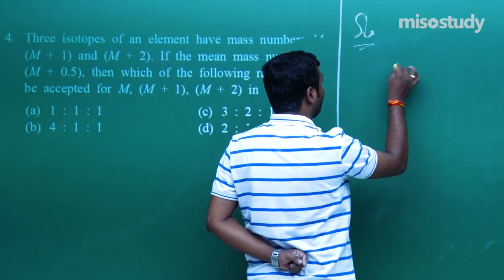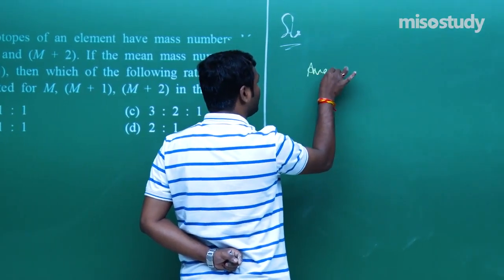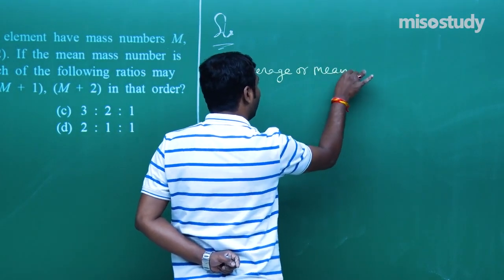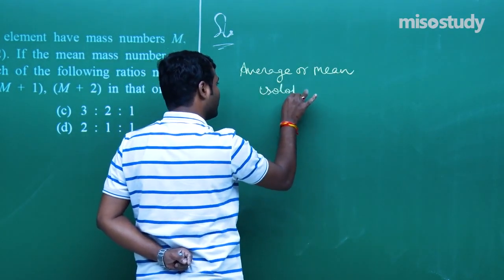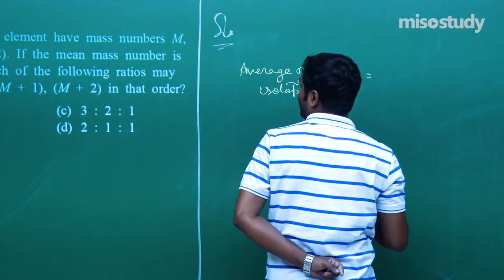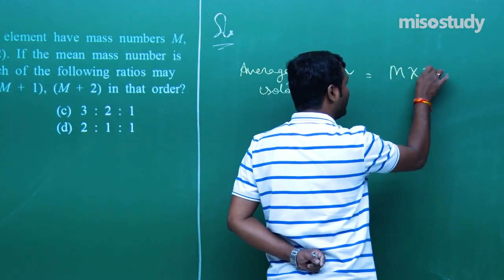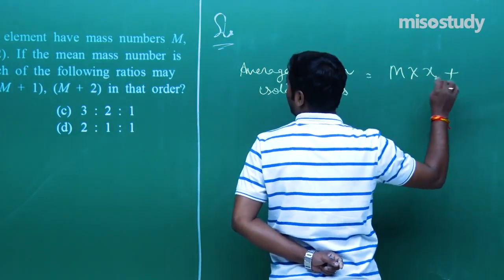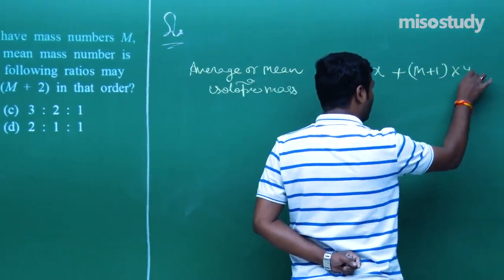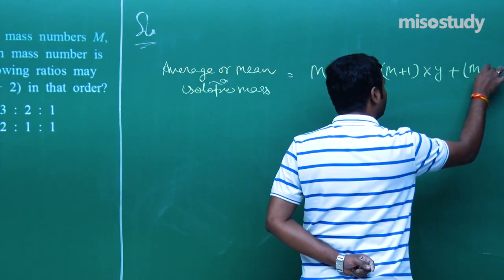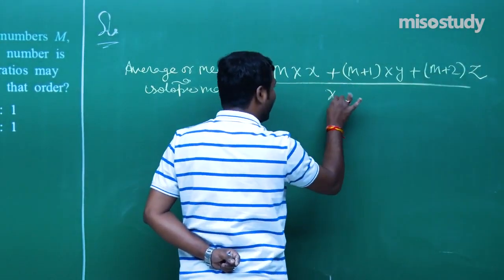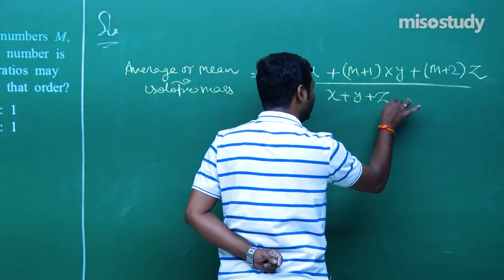As we know the formula, that is average or mean isotopic mass. Average or mean isotopic mass is equal to, what is the formula? That is mass number into the ratio plus the mass number of the second isotope, m plus 1 into the ratio, and m plus 2 into the ratio, the mass of the third isotope, divided by x plus y plus z, that is the ratio.